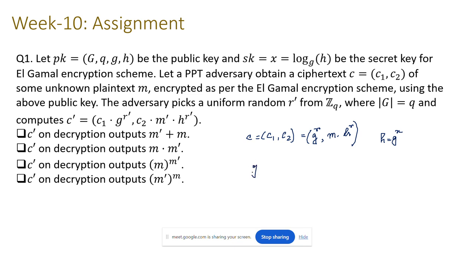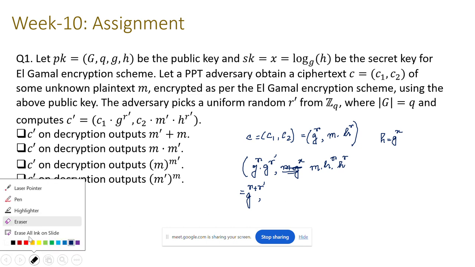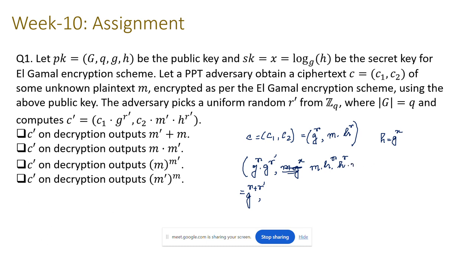Now if we multiply G to the power R dash to the first component and H to the power R dash, right? So we have H to the power R multiplied with H to the power R dash, so this becomes G to the power R plus R dash. And there was M dash also, right? So the second component becomes M into M dash multiplied with H to the power R plus R dash.